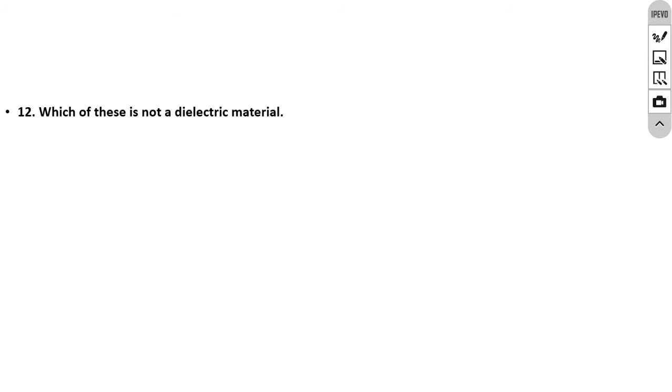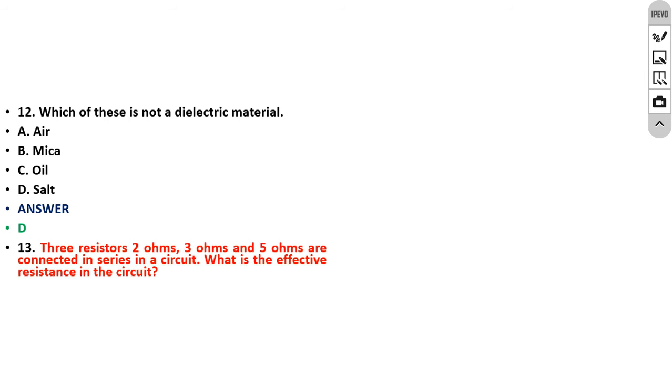Question 12 says, which of these is not a dielectric material? A, mica; B, oil; C, salt. The correct option is D. Salt is not a dielectric material, but the rest can be used as dielectric material.